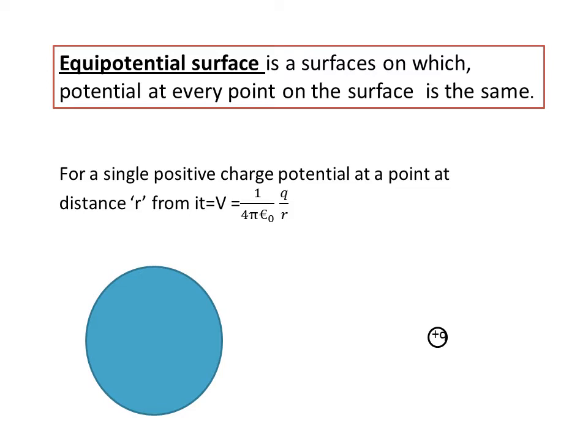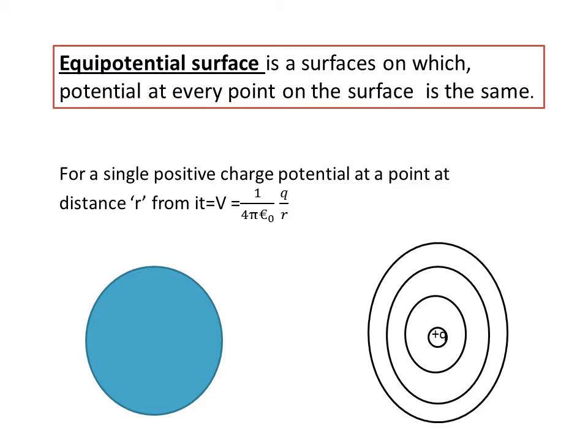Here again is our single positive charge. At a distance r1, we get the first equipotential surface. At distance r2, the second equipotential surface. At distance r3, the third equipotential surface. So concentric spheres drawn around the positive charge, they are equipotential surfaces.